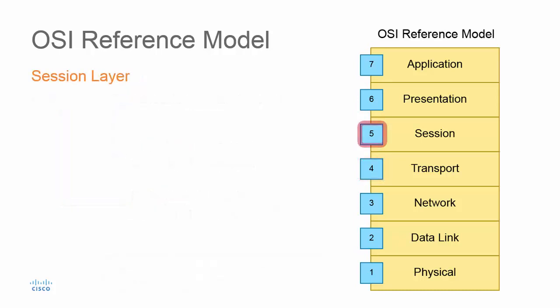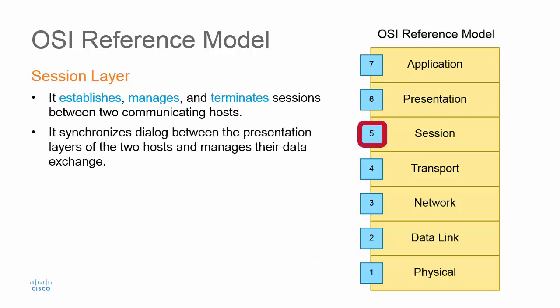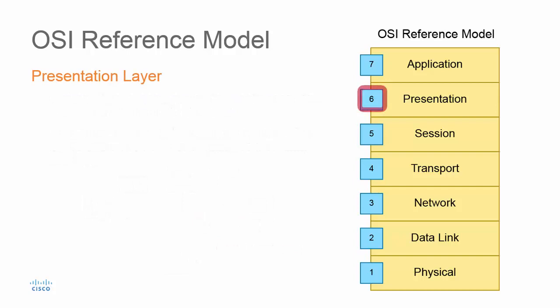The session layer establishes, manages, and terminates sessions between two communicating hosts. It also synchronizes the dialogue between the presentation layer of two hosts and manages their data exchange. For example, web servers have many users, so there are many communication processes open at a given time. As a result, it's important to keep track of which user communicates on which path, and this is done using port numbers.